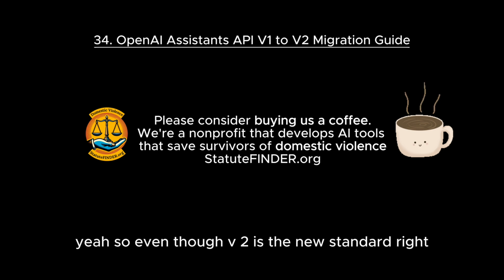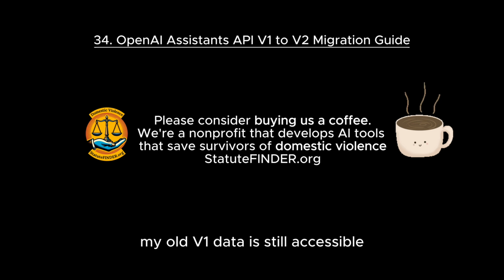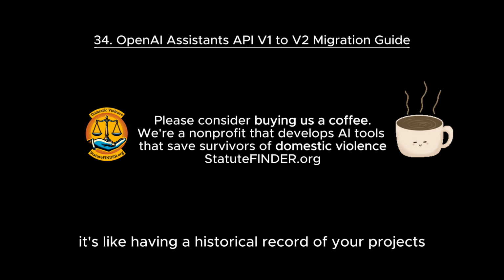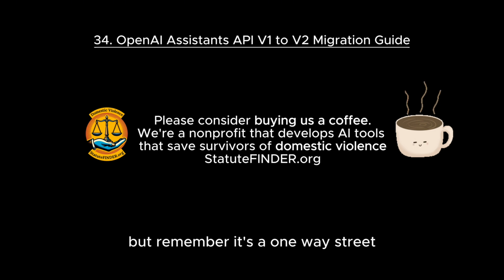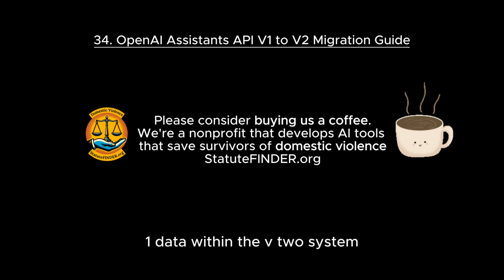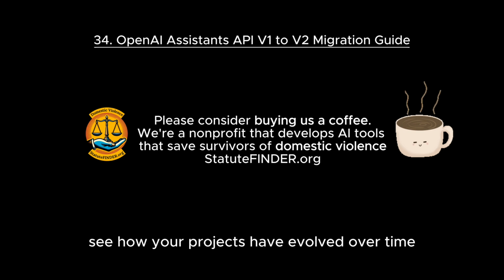So even though V2 is the new standard, my old V1 data is still accessible. Absolutely. Your V1 data will be integrated into the V2 structure. It's like having a historical record of your projects. But remember, it's a one-way street. Any changes you make in V2 won't be reflected back in V1. Okay, so it's like having a read-only archive of my V1 data within the V2 system. That's actually pretty useful. Exactly. It allows you to see how your projects have evolved over time.